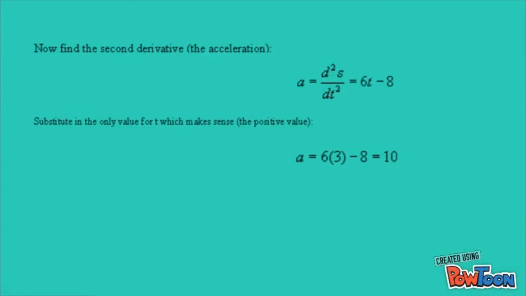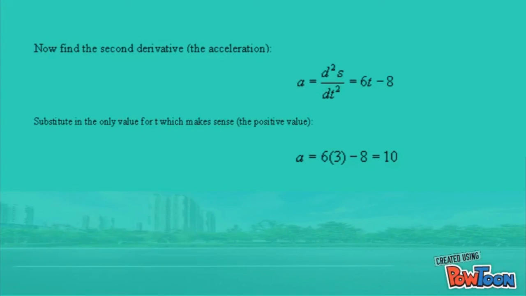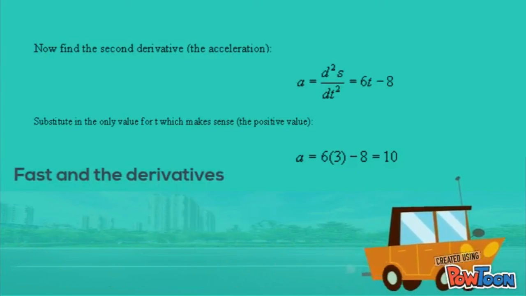We then find the acceleration, which is given by the second derivative of displacement, which gives us an equation. We then substitute the value of t, which is the positive value because time cannot be negative. We then get a value of 10 meters per second squared.